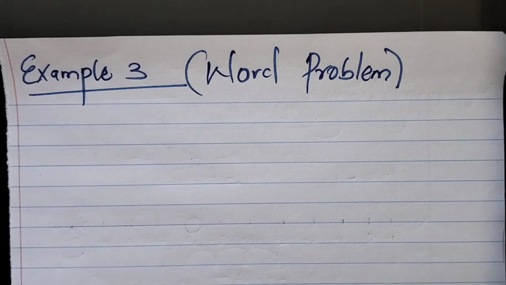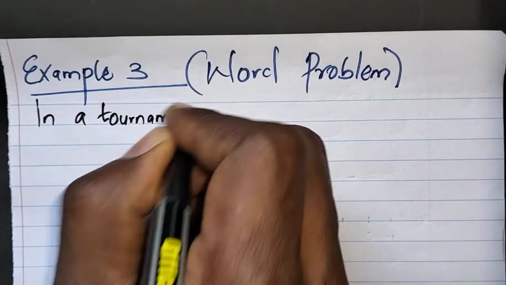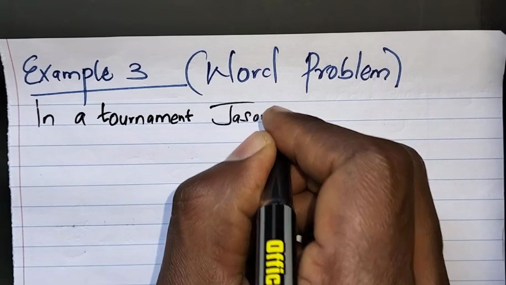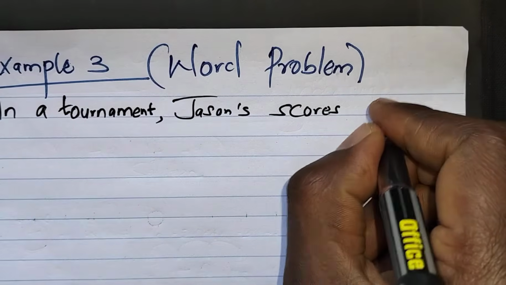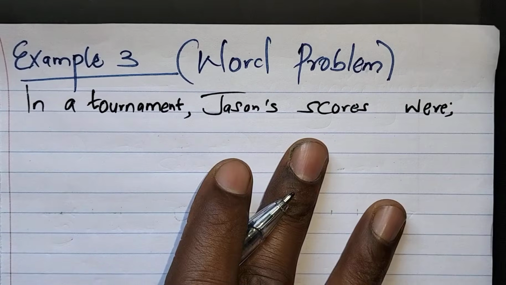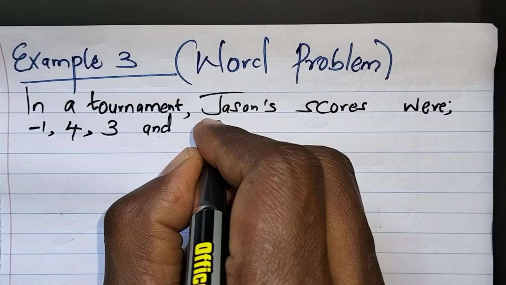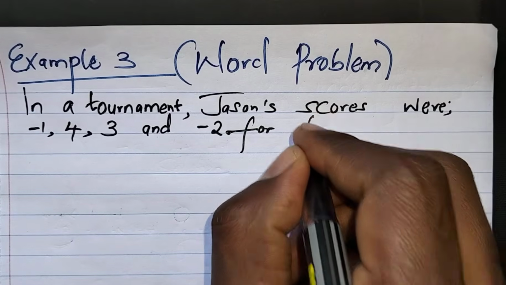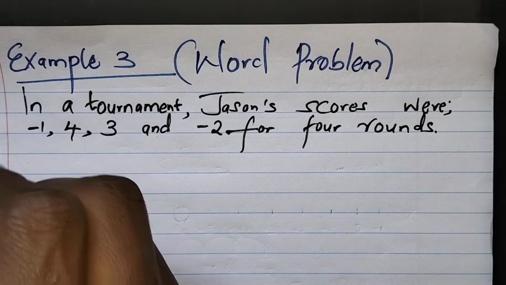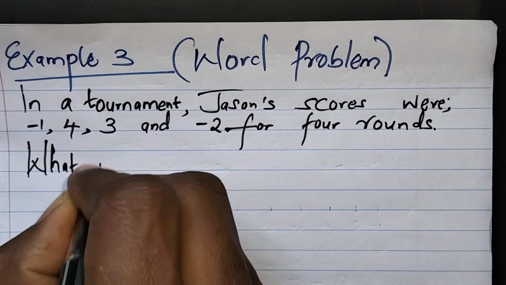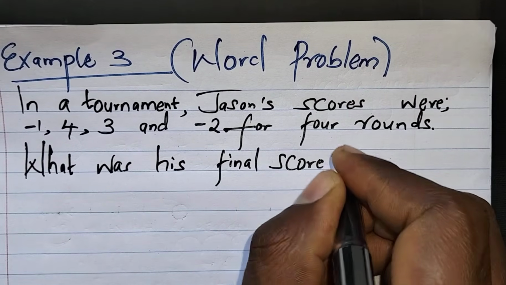In a tournament, write this question down. In a tournament, Jason's scores were: negative 1, 4, 3 and negative 2 for 4 rounds. What's now the question? What was his final score? What was his final score?